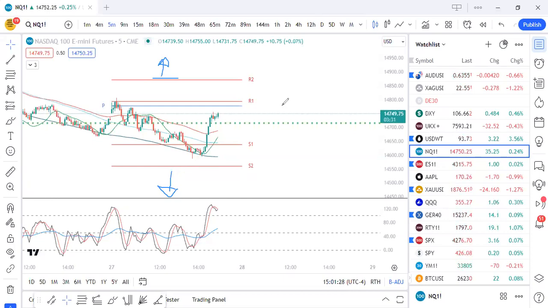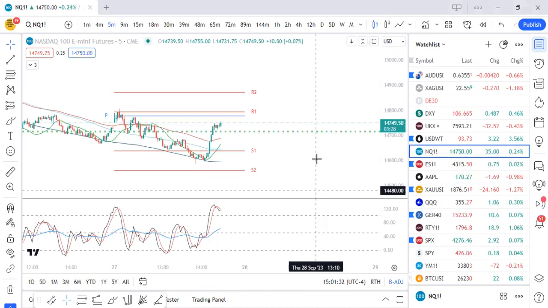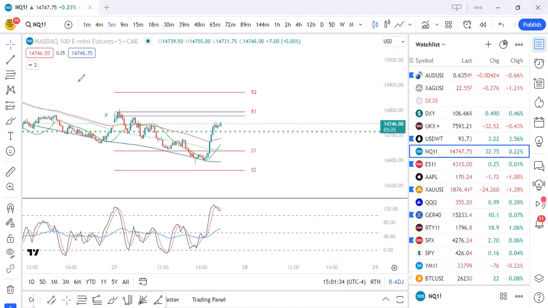Now, how would you do risk management? For example, today in the morning, it came here to the R1. So you would short that R1 and the stop will be above R2, and then you will take it to S1. And if you long S1, then the stop will be below S2 and you will take it to R1. So this is the strategy.